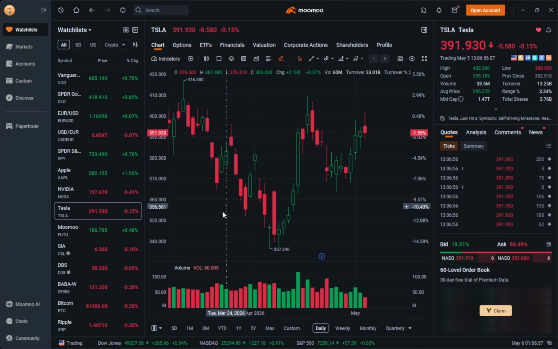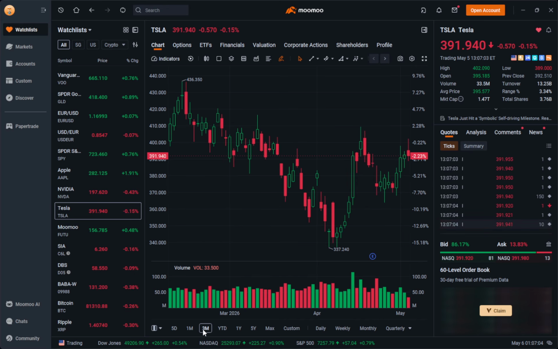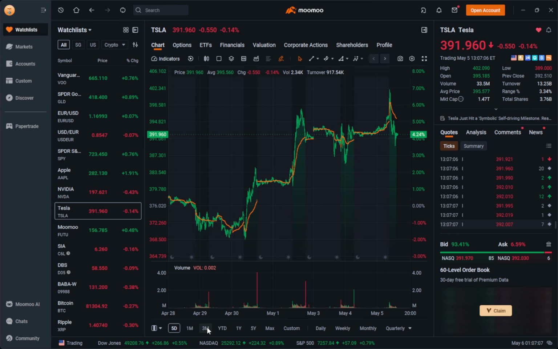Next, change your time frame, which is the most important skill. Use the time frame menu on the chart to switch views. 1-minute or 5-minute charts are best for day trading when you need more detail and faster signals. Switch to the daily chart for swing trading to understand multi-day trends. Move to the weekly chart when you want the big picture for long-term context.